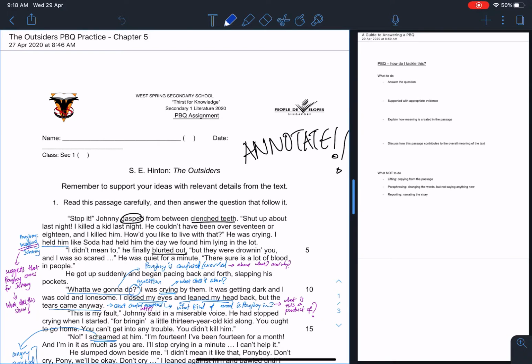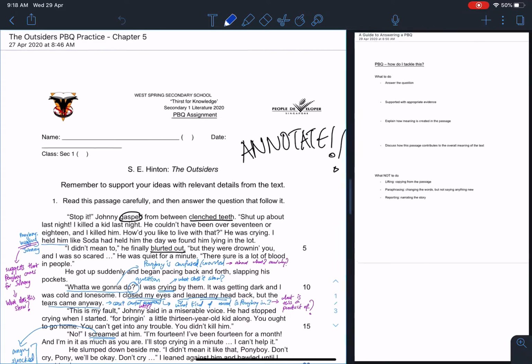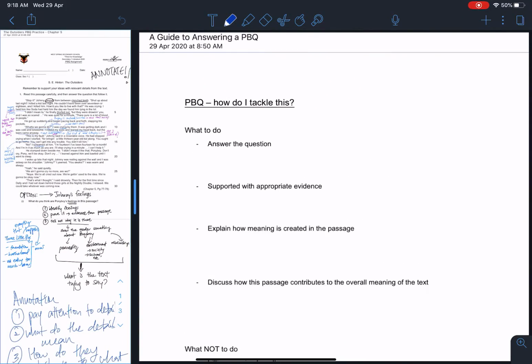Okay guys, so in this lesson I'm going to be talking about the PBQ. The question we're going to look at is how do I tackle the passage-based question? What am I supposed to do? How am I exactly going to do this?